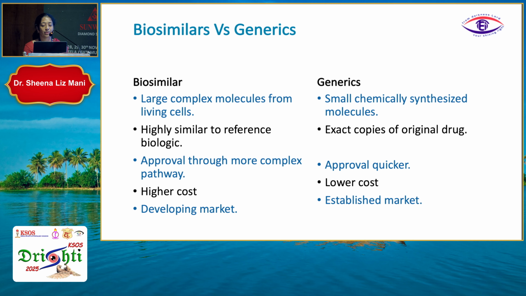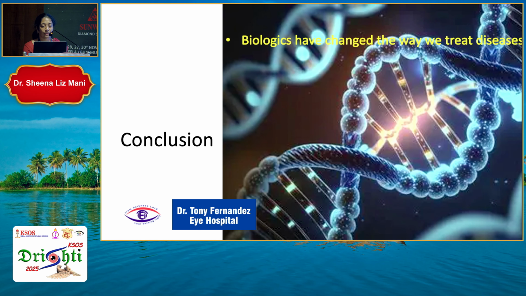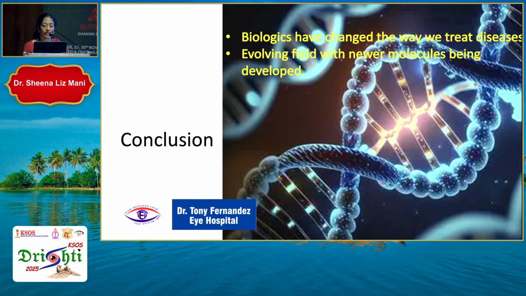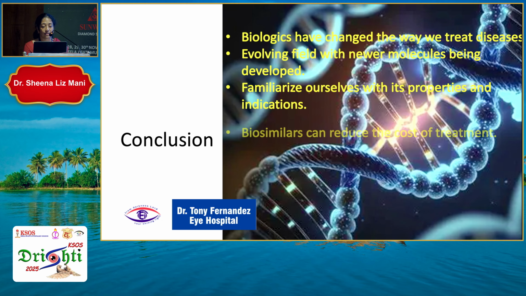So the antibiotics which we prescribe from one company to another are all similar. I mean, with generics it's the same, but with biosimilars it's not like that. So to conclude, biologics have changed the way we treat diseases. It's an evolving field with newer molecules being developed as we speak. So we need to familiarize ourselves with their properties and indications. And biosimilars, as and when they come for every molecule, can reduce the cost of treatment.